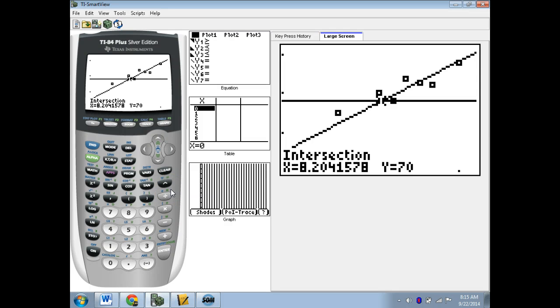Now for our second tutorial, graphing systems of inequalities using the graphing calculator. Just to show you how we can do some of these linear programming problems on the graphing calculator.